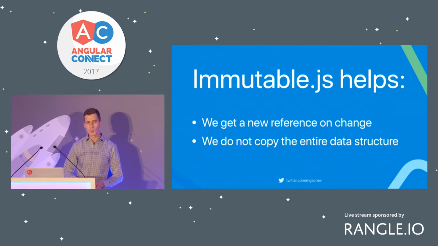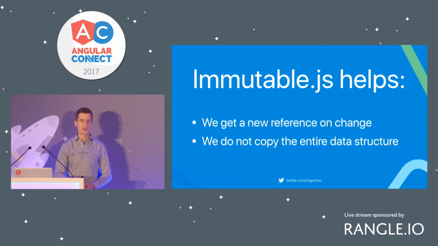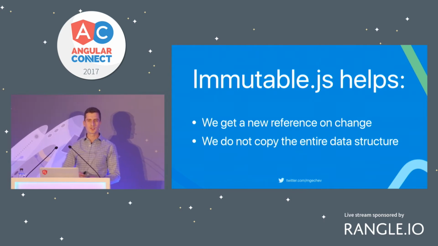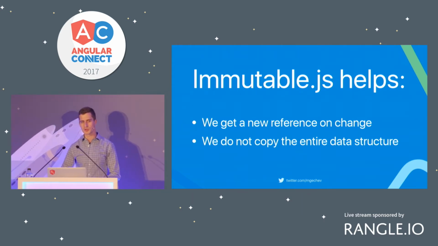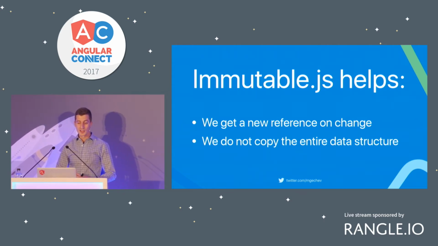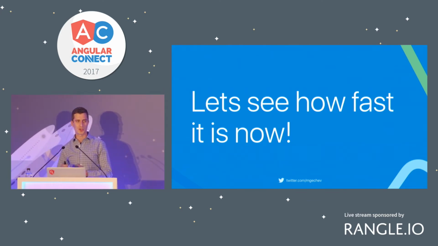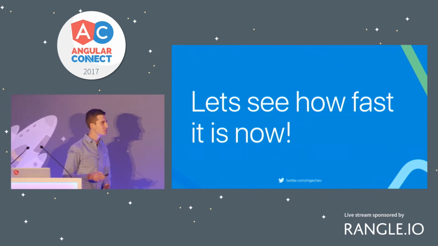And on top of that, we don't need to copy the entire data structure, because Immutable.js is implemented in a smarter way, where we are reusing as much as we can from the previous version of the data structure itself. Let's now see how much faster we got after we optimized our application with OnPush and with immutable data.